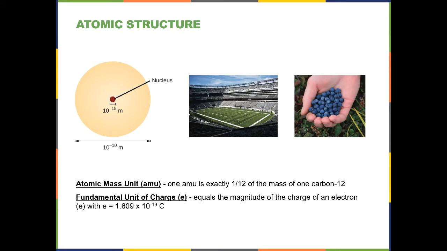Okay, let's continue our discussion of atomic structure, looking at something called an atomic mass unit. An atomic mass unit is defined as exactly 1/12 the mass of one carbon-12 atom. The fundamental charge of an electron, as we discussed before, equals the magnitude of the charge on any electron, and it equals 1.609 times 10 to the minus 19.